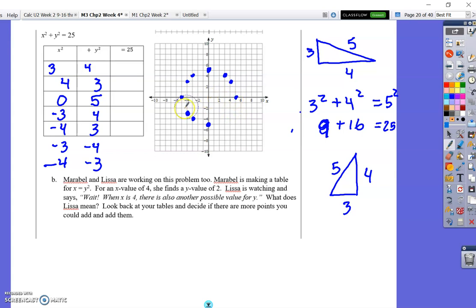And then we also would have positive 3, 4, and 4, and negative 4, and positive 4, and negative 3. And so what is that? Well, it turns out it's a collection of dots, and it is a circle.